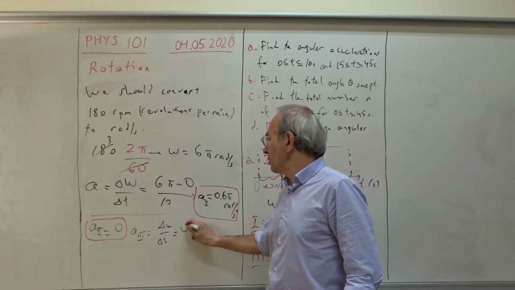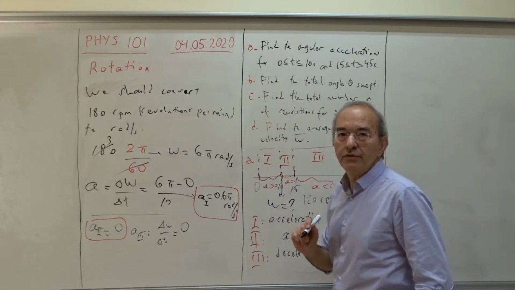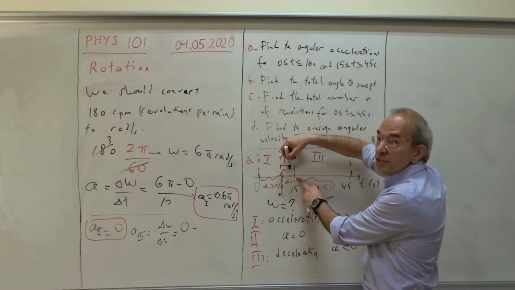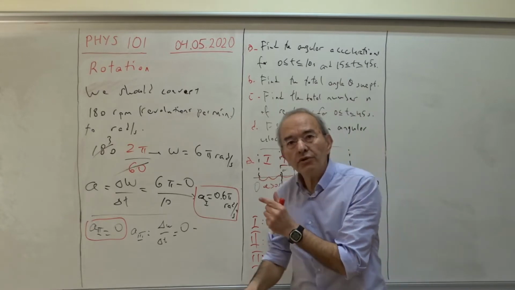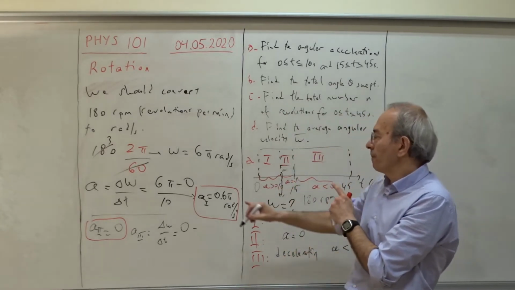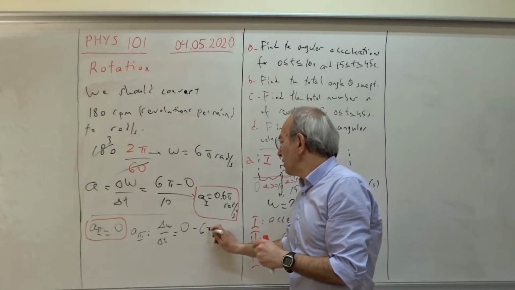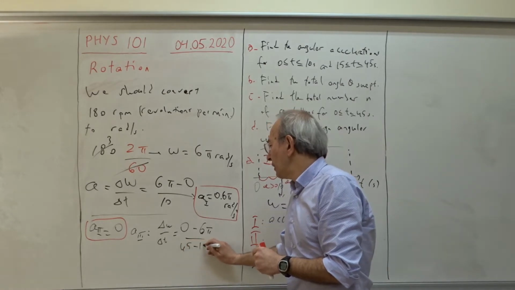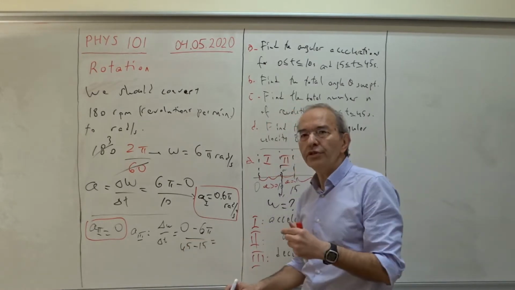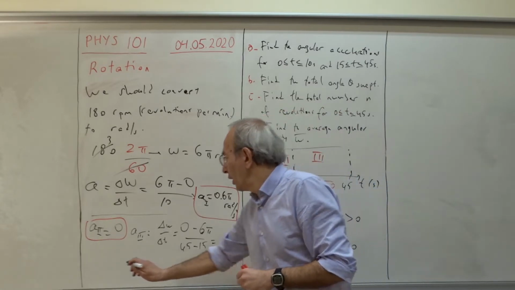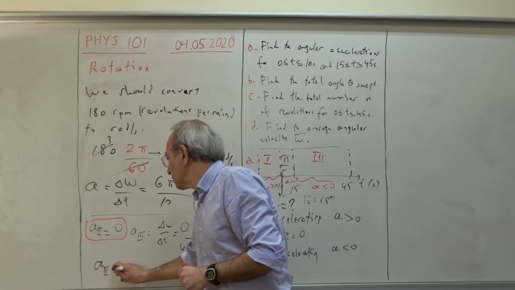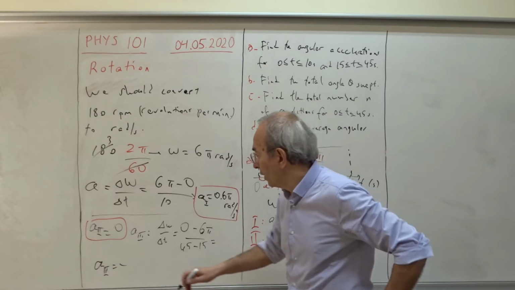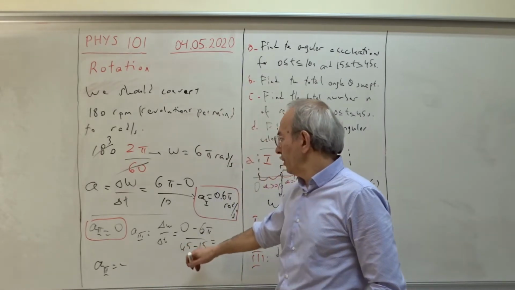What is the final speed? 0, because it stops at the end of the 45th second. 0 minus, what is the speed just here? Since it doesn't change in this 5-second interval, it is still 6 pi. 0 minus 6 pi divided by, what is that difference? 45 minus 15. So it is 6 over 30, 0.2. Therefore, alpha 3 is negative because the disk is slowing down. So negative 0.2.